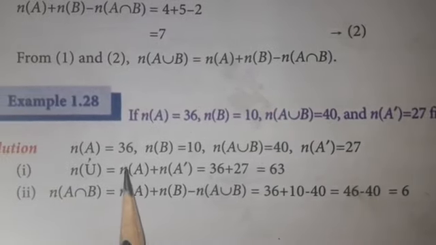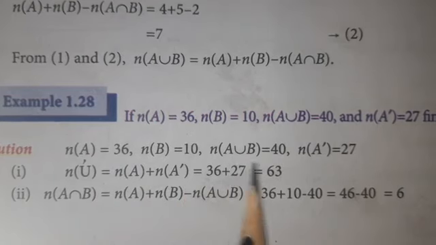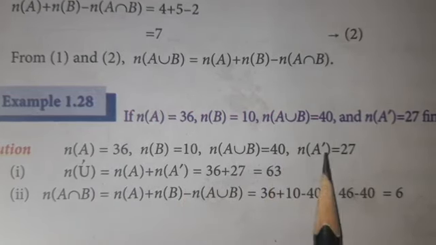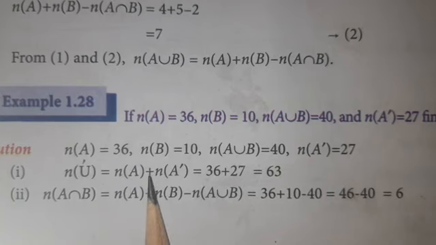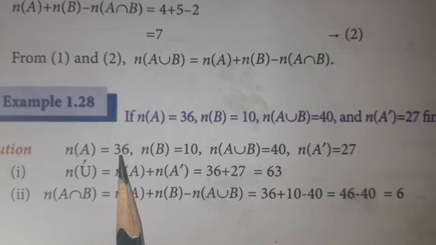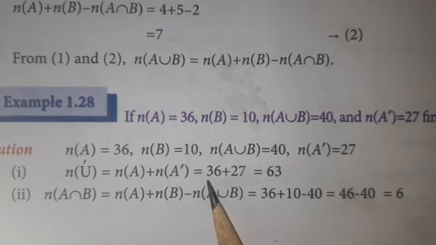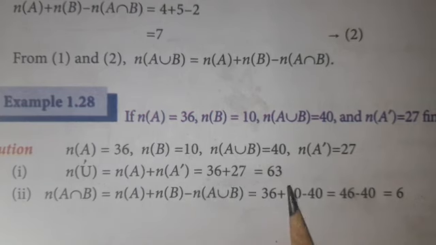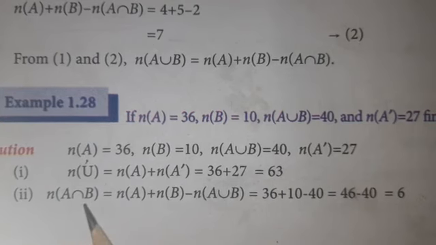The given, you should write that: n of A is 36, n of B is 10, n of A union B is 40, n of A complement is 27. We should find n of U. N of U is equal to the formula you know: n of A plus n of A complement. The value of n of A they gave in the question is 36, plus n of A complement they gave us 27. So 36 plus 27 is 63. We got one answer.